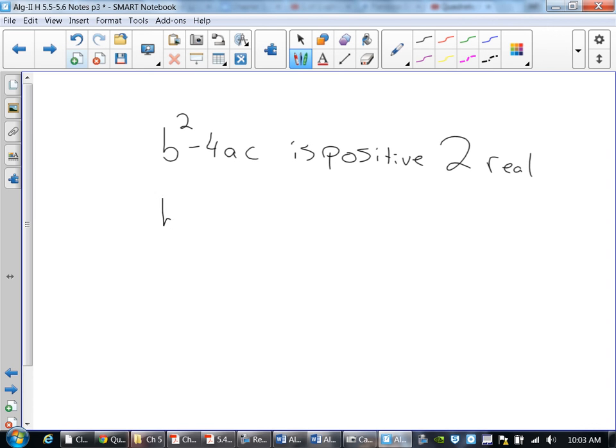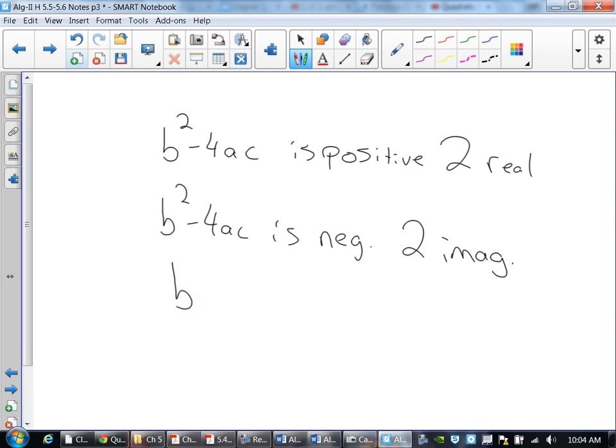If b squared minus 4ac is negative, what do you think you're going to have? What's the square root of a negative? The square root of a negative is imaginary. So if you have a negative value underneath the radical, you'll have two imaginary solutions. When you guys did this before, if it was negative, you'd say there was no solution. Now we know that that no solution was a lie. It was a farce. Liars.